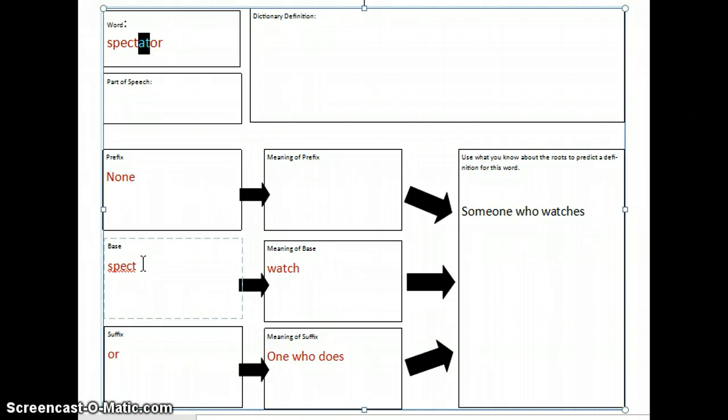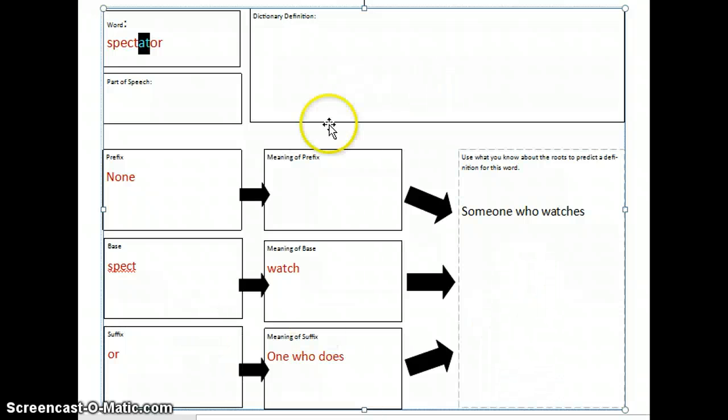So spectator, specter... spectator sounds more natural to us. So we're going to assume in this case that that's why we have some extra letters in there. So that's okay if you end up with a few extra letters. You don't have to worry about that.